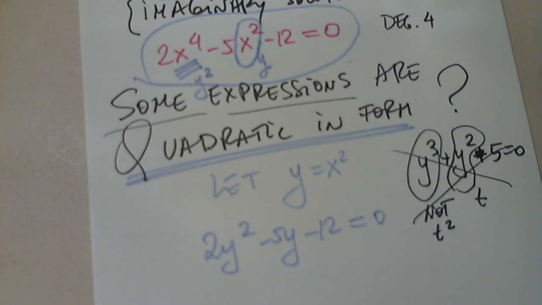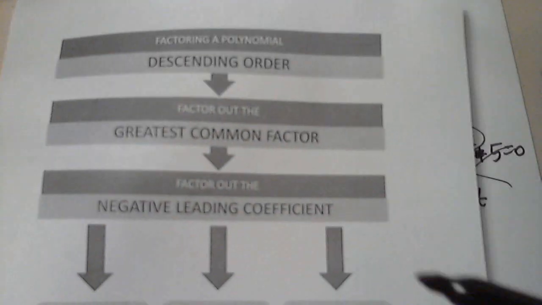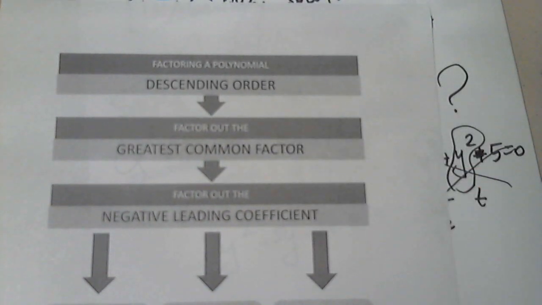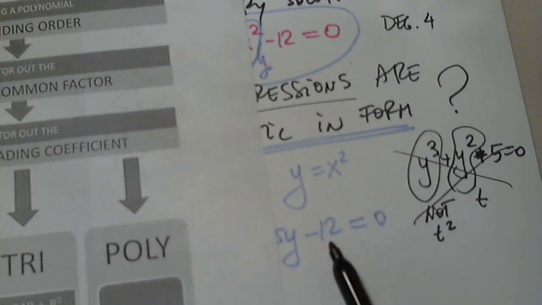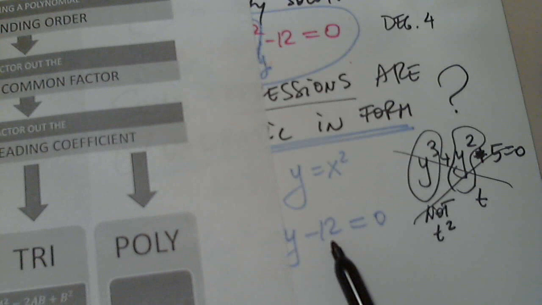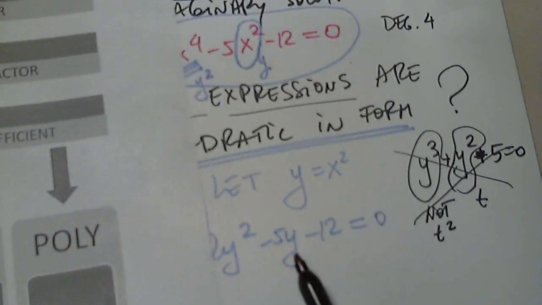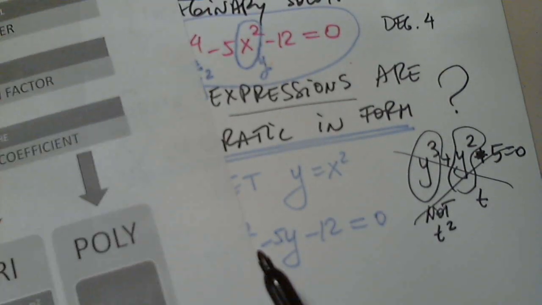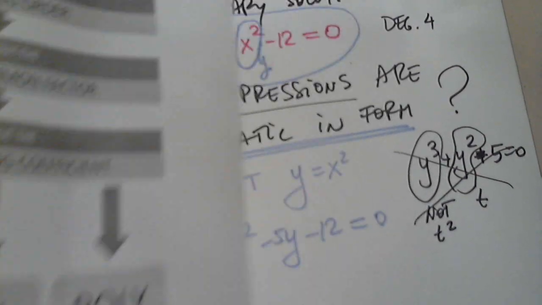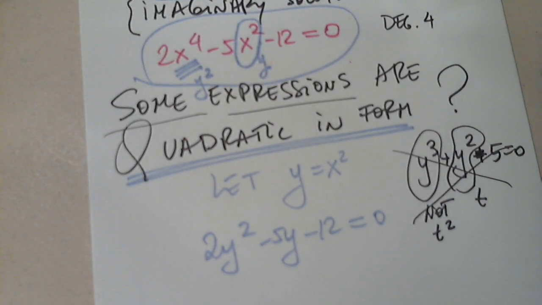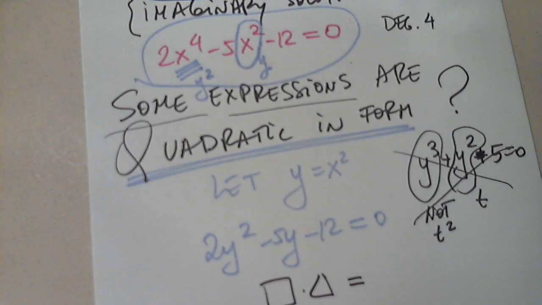And remember, descending order, yes. Greatest common factor, none. Negative leading coefficient, none. Special product, no, because this is negative 12. Is 1 a leading coefficient? No, I wish. So this is my last hope, the last one. I need two numbers whose product is and whose sum is.